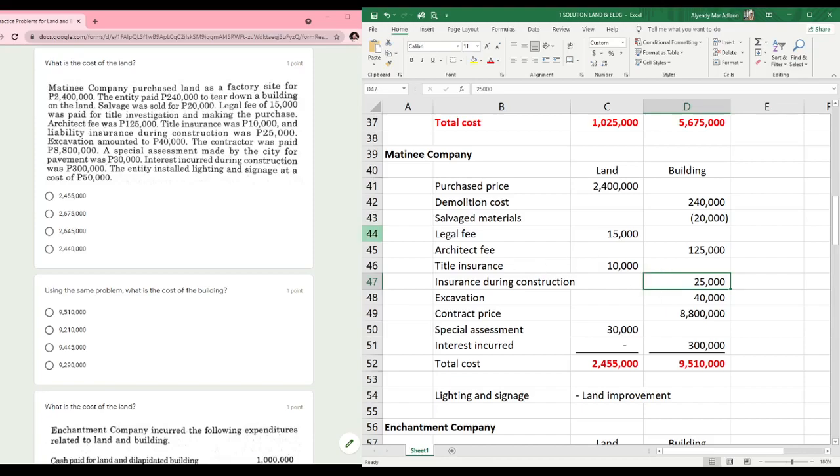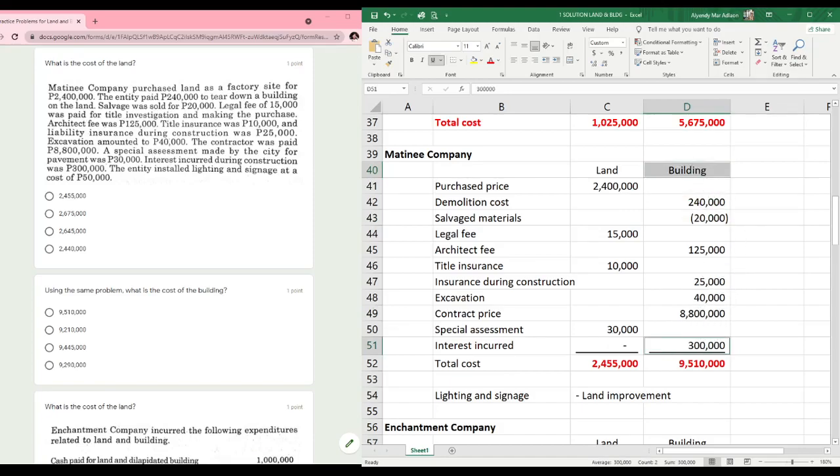Next we have excavation. That relates to the construction, so we have 40,000. The contractor was paid 8,800,000. That is for the building. The special assessment made by the city for the pavement was 30,000. Again, this relates to the land as we have discussed previously. Interest incurred during construction was 300,000. We have also discussed this one, that when you make a loan specifically for the construction of a property, then any interest incurred must be capitalized as cost of the building. So we have 300,000 pesos.